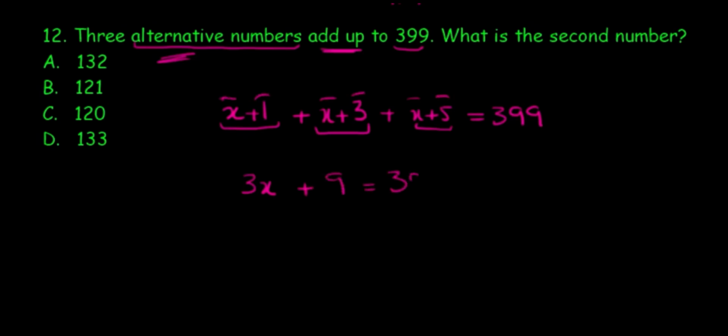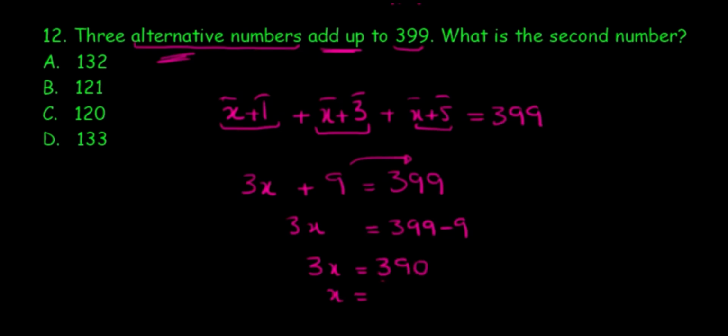That's a 9 equals 399. Let's take 9 to the other side. So you've got 399, take away 9. 3x equals, that's 390. x equals, divide that by 3. 390 divided by 3, that's 130. And I've got the value of x is 130.